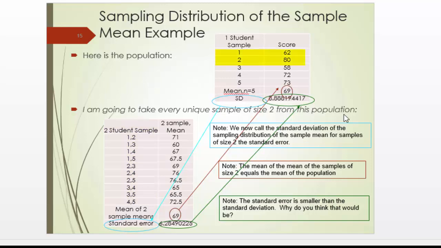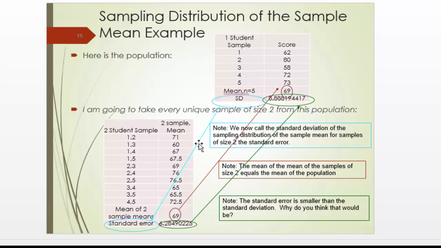So what I did is I took person 1, who had a score of 62, and person 2, who had a score of 80. So I took 62 plus 80, I divided by 2, and that's how I got 71. Person 1 and 3: I took person 1's score of 62 and person 3's score of 58. I added those two, divided by 2, and that's where the 60 came from. So this column right here is the mean from each of the unique samples of size 2. So I've created a sampling distribution of the sample mean for samples of size 2.